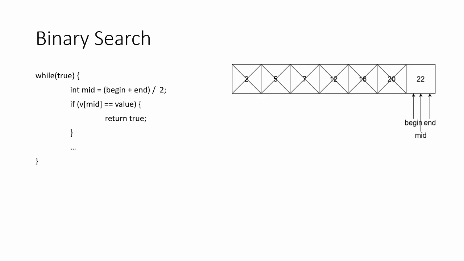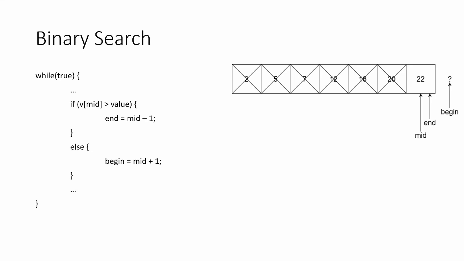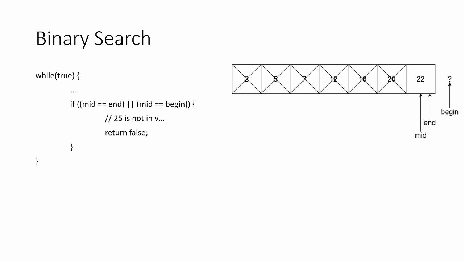So we recalculate mid, which is a little weird because they're all the same number now. Begin, mid, and end are all the same number. So now we check if v of mid is equal to value. Is 22 equal to 25? No. So we continue with our other if statement and we increment begin. It's pointing into weird stuff. We probably shouldn't use begin again.